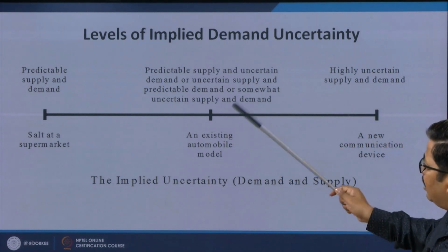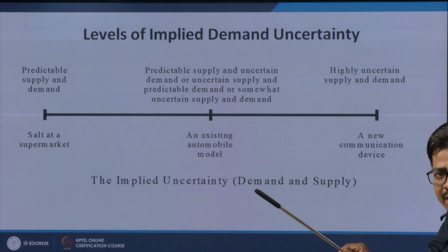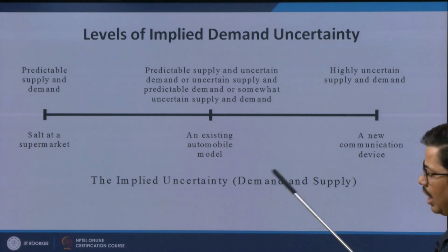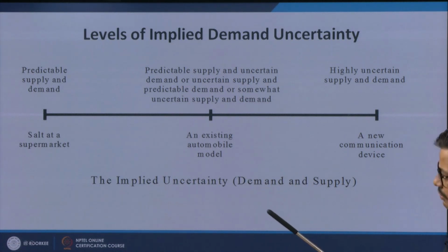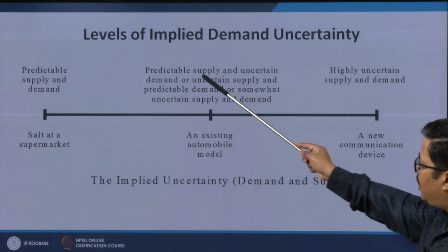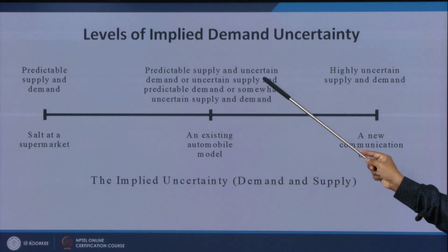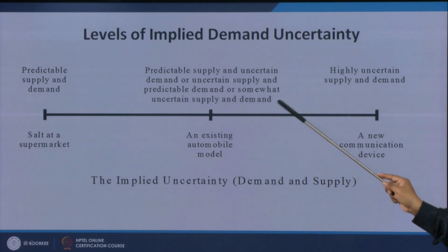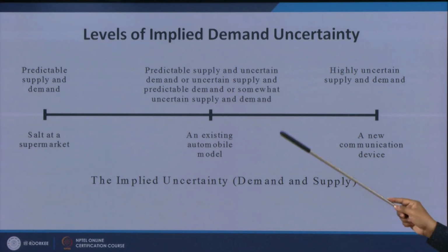Then somewhere in the center, not exactly in the center, but somewhere in the center place of this spectrum, you have somewhat certainty, somewhat uncertainty, you have a balanced type of place, where you have some kind of predictable supply and uncertain demand, or uncertain supply and predictable demand, or somewhat uncertain supply and demand.